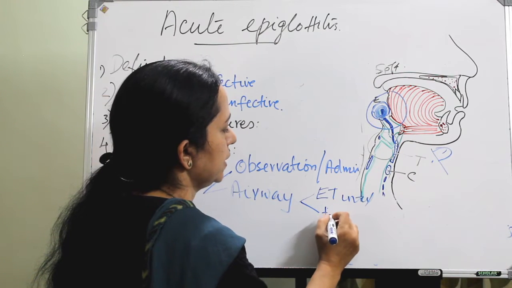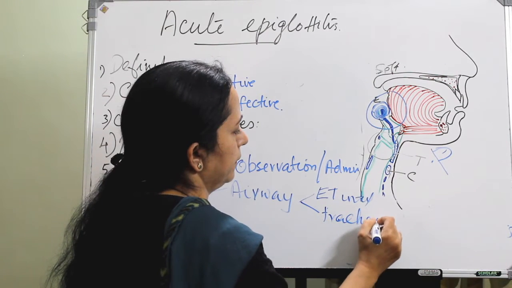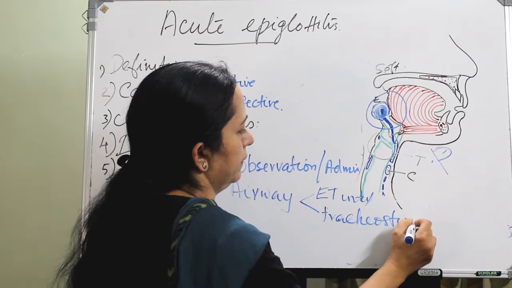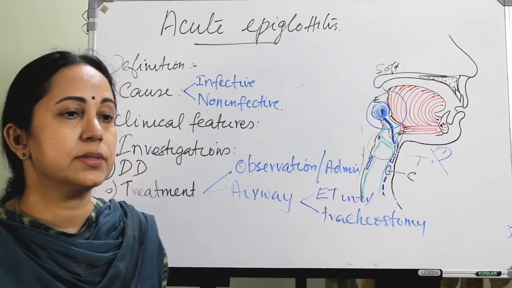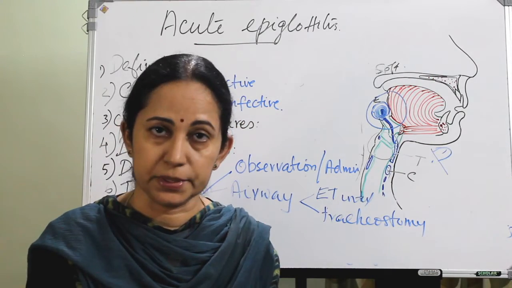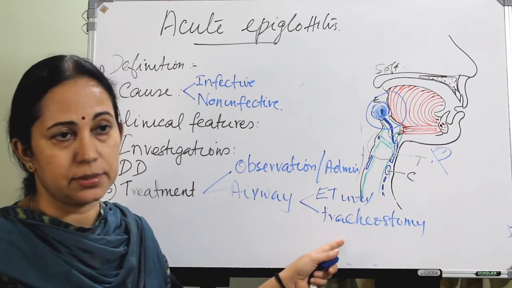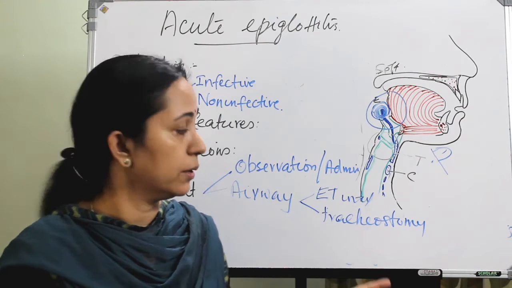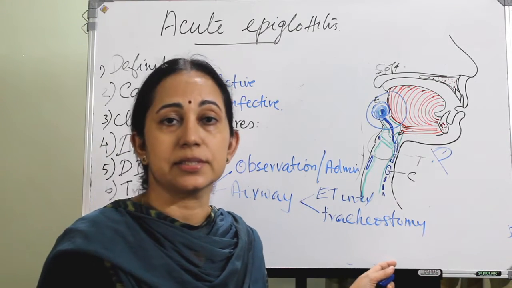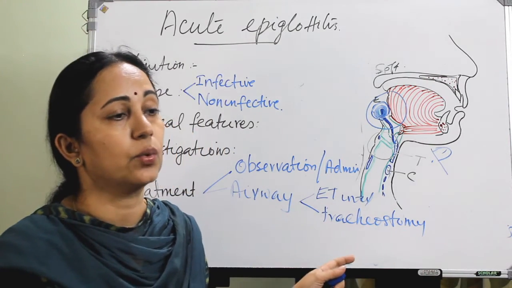Tracheostomy, or in emergency cases you can even go for a cricothyrotomy. So instruments should be available. That is the most important thing. Always you have to anticipate respiratory arrest or respiratory distress. So instruments for endotracheal intubation or tracheostomy should be available.